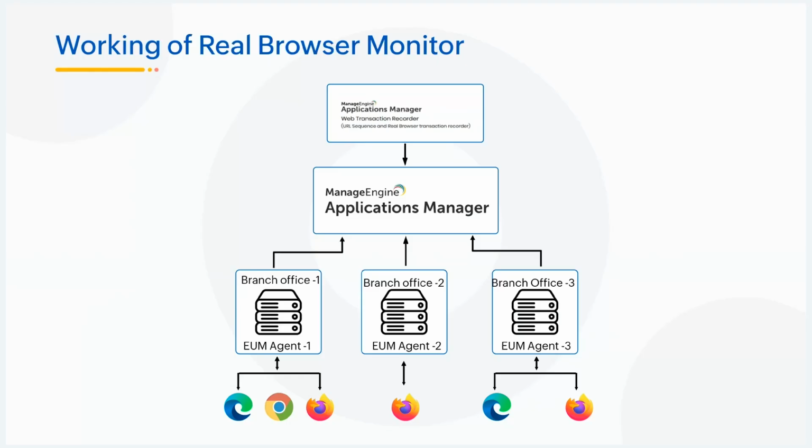Applications Manager's end-user monitoring agent provides greater visibility into user experience and helps detect potential performance issues with ease. These agents can be installed in multiple branch offices in different cities or in different systems of your end users. All you need is a secured HTTP connection between the agent and your Applications Manager. Now let me take you to how you can add a real browser monitor in Applications Manager. Now let me switch back to the UI.